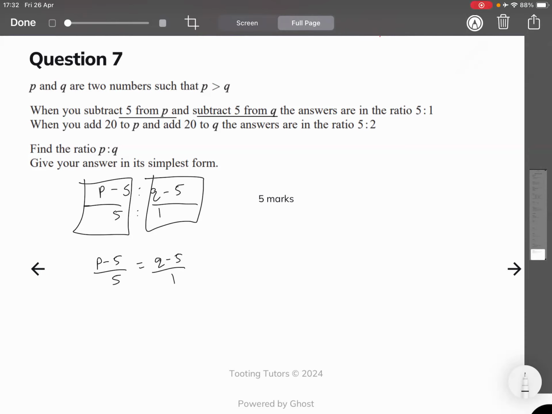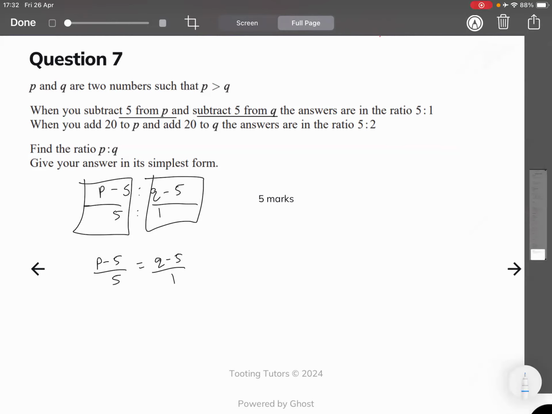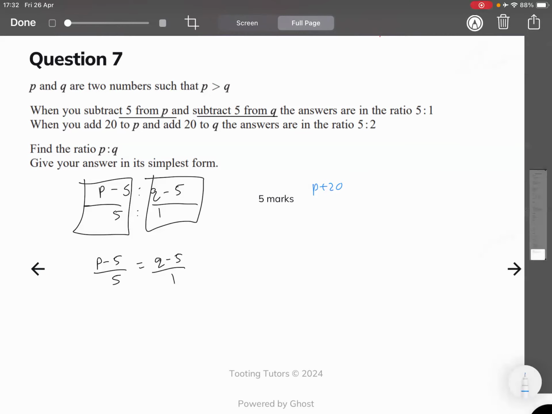Nice. Well done. We have to do it again now, because there's a P plus 20 thing. P plus 20, and a ratio of 5 to 2. Sorry, Q plus 20 first, and then under it you write 5 to 2. So what's the equation going to be? Same thing, the window thing: P plus 20 over 5 equals Q plus 20 over 2.